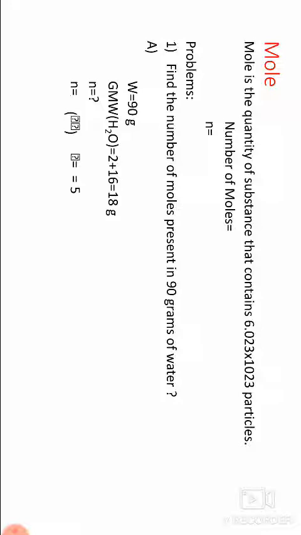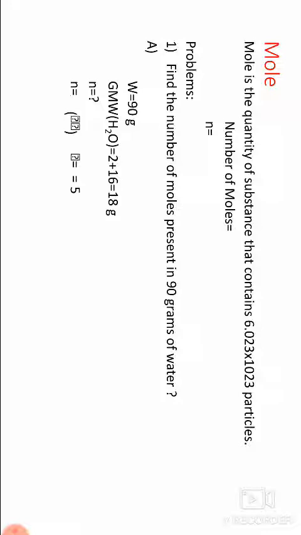Mole is equal to the gram molecular weight for compounds. Example: 98 grams of H2SO4 is equal to 1 mole. The term mole can be used for atoms, molecules, ions, electrons, etc.